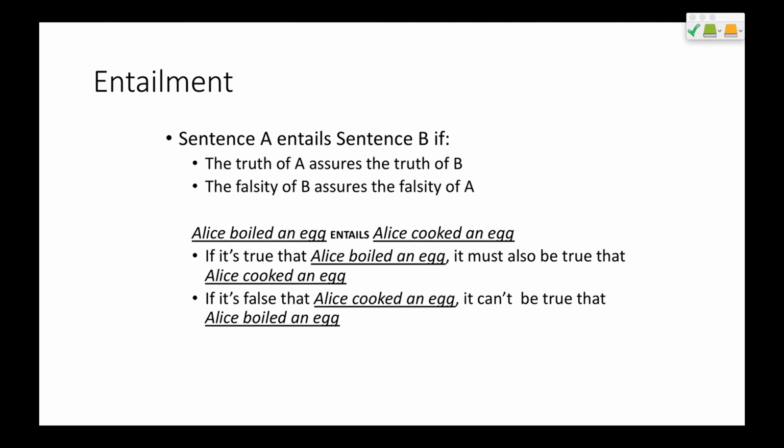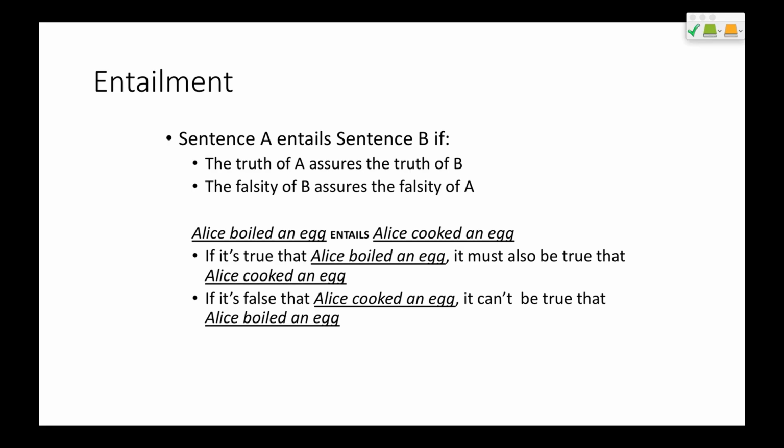Entailment means that sentence A entails sentence B if the truth of A assures the truth of B, and the falsity of B assures the falsity of A. What does that mean? It means that if A is true, then B is also true. And if B is false, then A is also false.